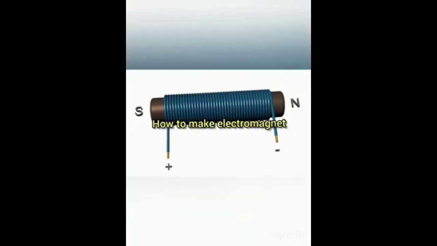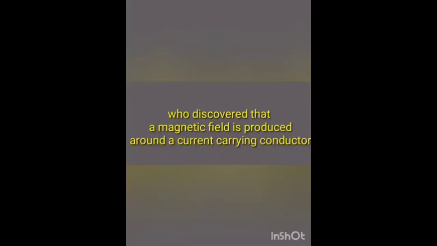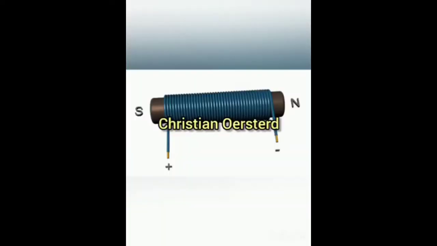How to make electromagnet? Take an insulated copper wire of 75 cm length, wind it closely over an iron nail from one end to the another. Remove the insulation from both ends of the wires and connect them to a battery. Bring some pins near the nail. What do you see? Here the nail becomes magnet temporarily. Who discovered that magnetic field is produced around a current carrying conductor? Christian Ørsted.